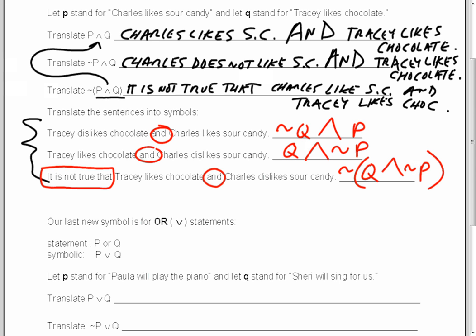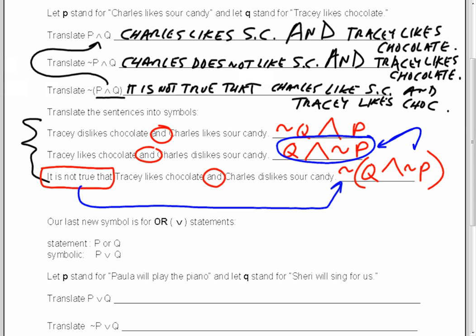Take a look at these answers. Does that match up with what's on your paper? Did I actually write the correct thing? Tracy dislikes chocolate. Tracy goes along with Q. Since it's disliking it, we've got our symbol. Disliking sour candy, so now we have a tilde here. It is not true that means that we put that on the outside. Tracy likes chocolate and Charles dislikes sour candy. So we basically took this whole phrase and put it inside of here.